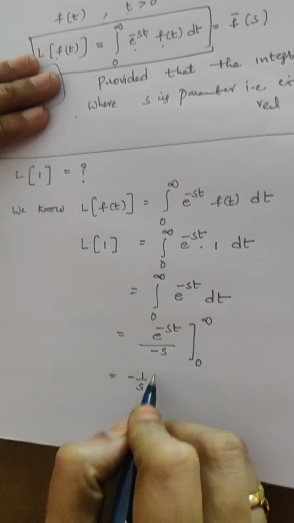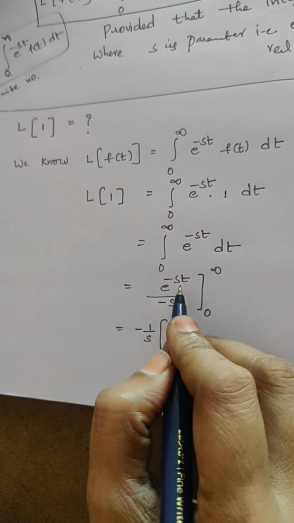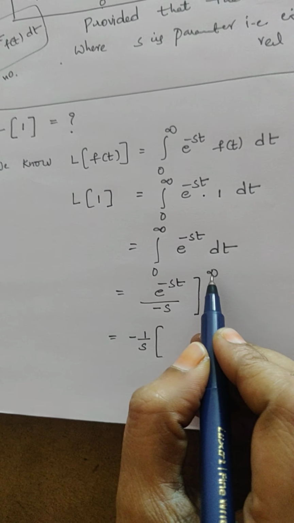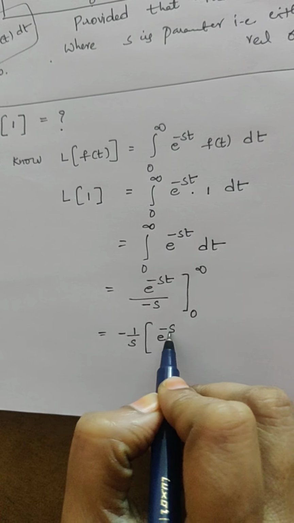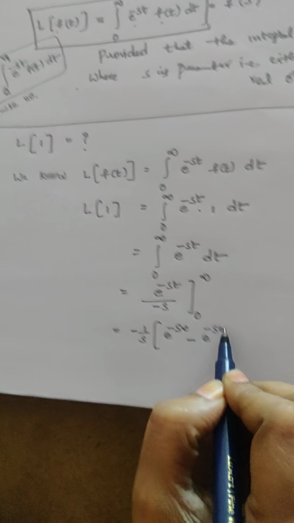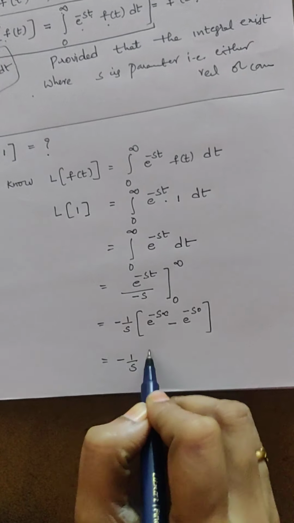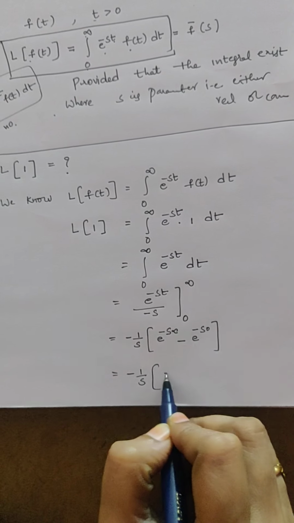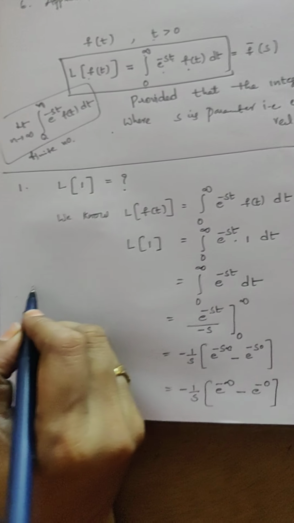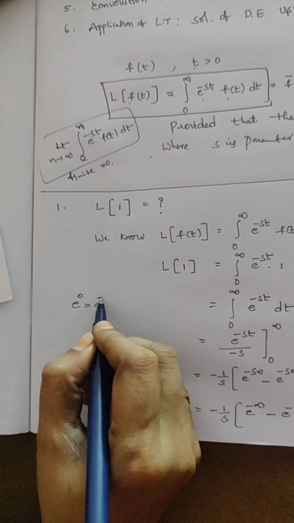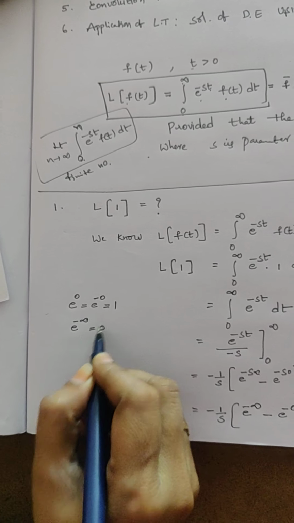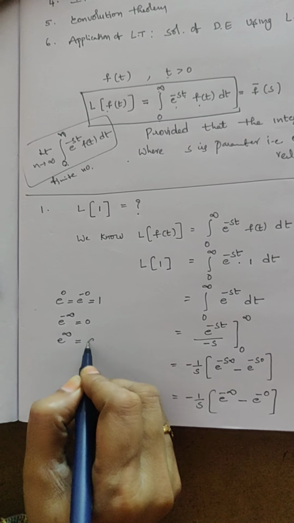So minus 1 by s common. Upper limit substitution: in place of t, substitute infinity, so e power minus s infinity, minus the lower limit substitution, e power minus s 0. That means minus 1 by s times e power minus infinity minus e power minus 0. We know the values: e power 0 equal to e power minus 0 equal to 1, e power minus infinity equal to 0, and e power infinity equal to infinity.